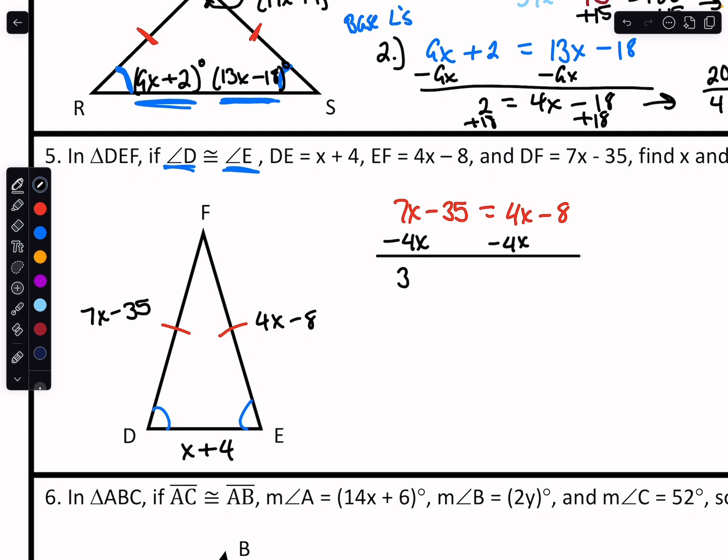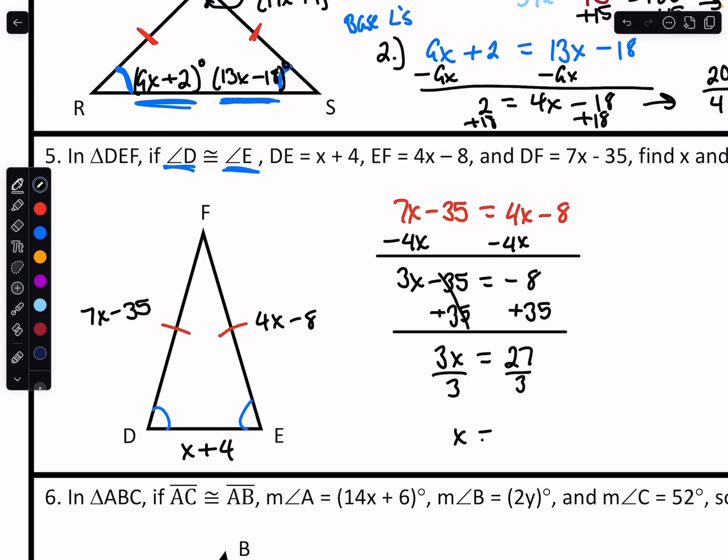Subtract 4x to both sides. We're just getting the x's to the same side. 3x minus 35 equals negative 8. If we add 35 to both sides, we are going to get that 3x is equal to, doing the calculation, you get 27. And then dividing by 3, x is equal to 9.